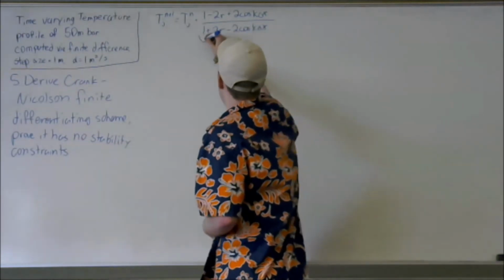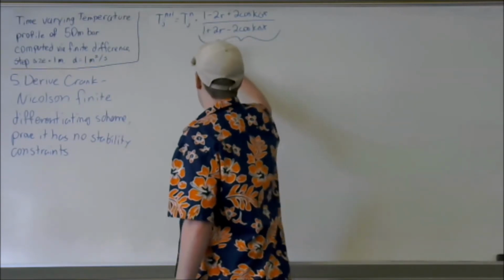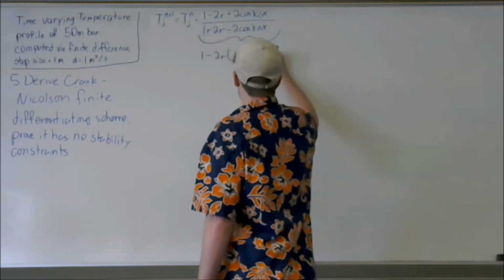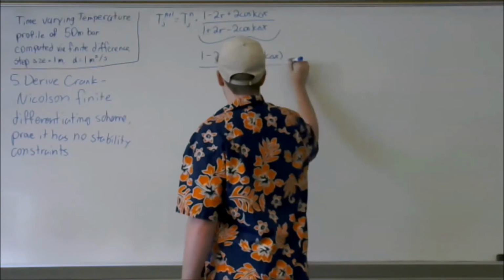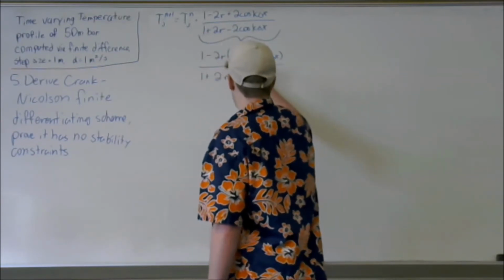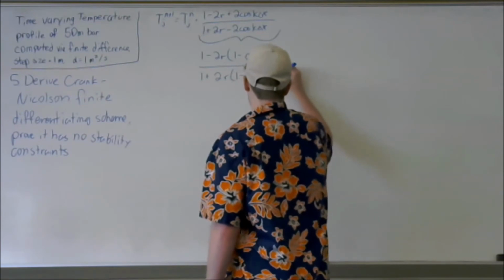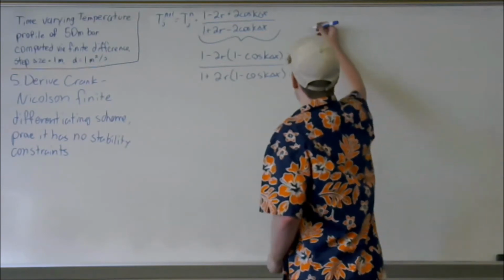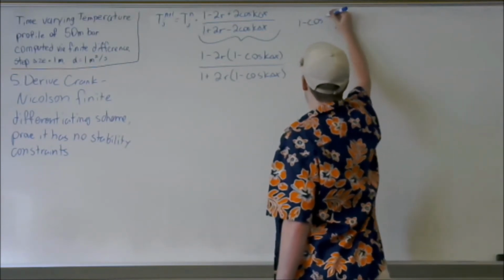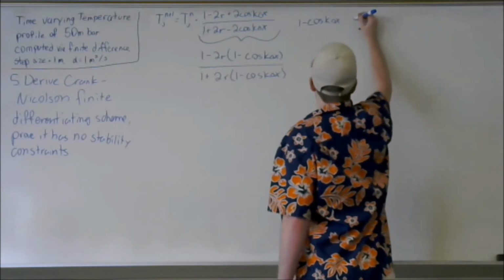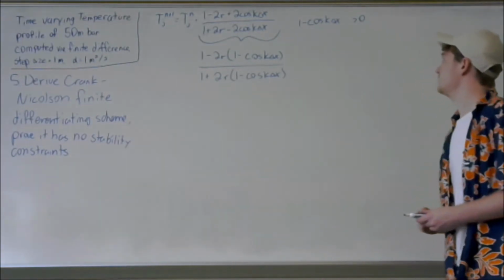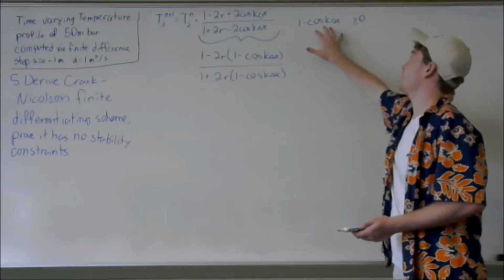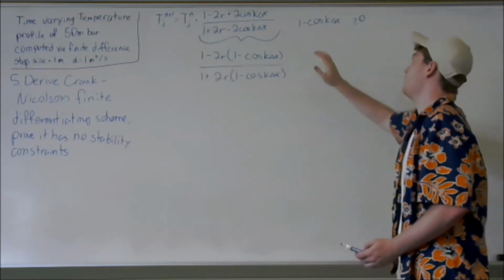So the first thing I'm going to do is rearrange this a little bit. We're going to have 1 minus 2r times 1 minus cosine of k delta x, over 1 plus 2r times 1 minus cosine of k delta x, just like that. The reason that I did this is that 1 minus cosine of k delta x will always be greater than or equal to 0, because, as we proved earlier, the cosine of k delta x will only be between -1 and 1.